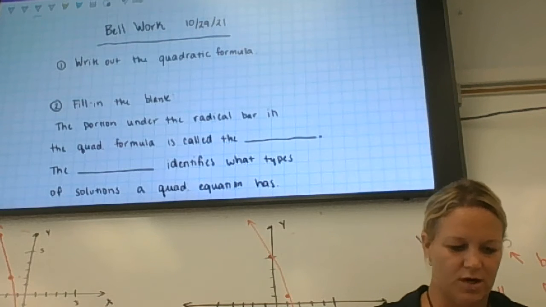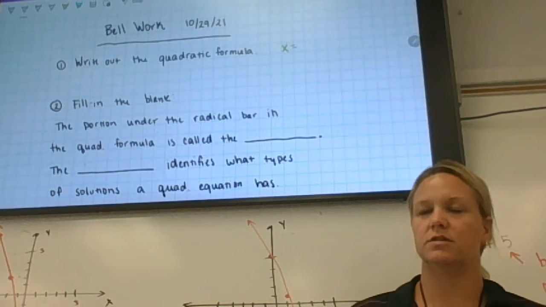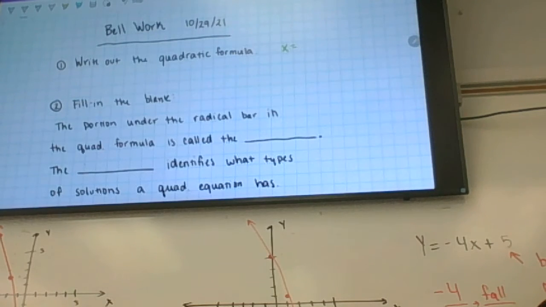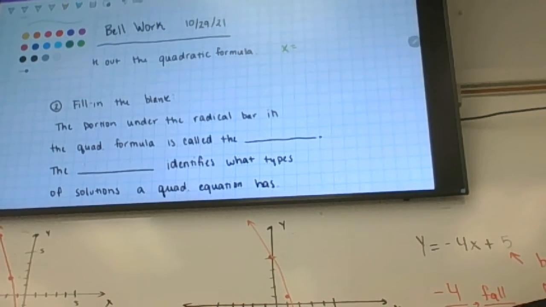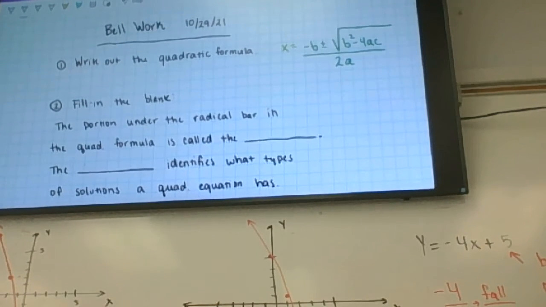Okay, so the formula is x equals, because you're solving for x intercepts, plus or minus, because you're solving by square rooting technically, b squared minus 4ac all over 2a. Okay, there's our formula.